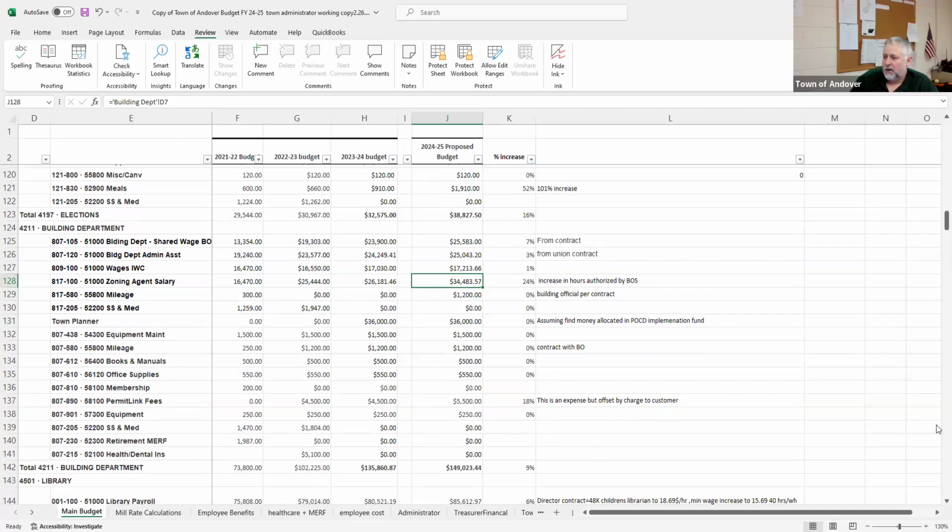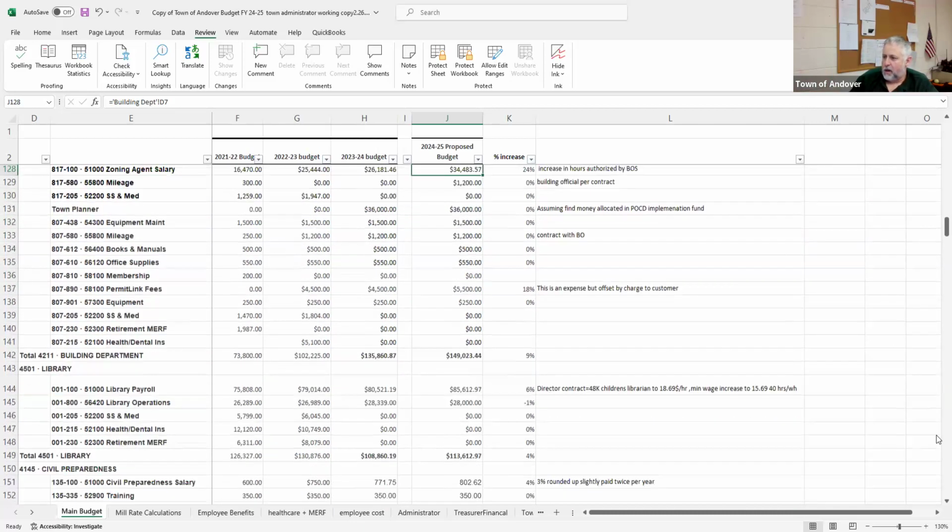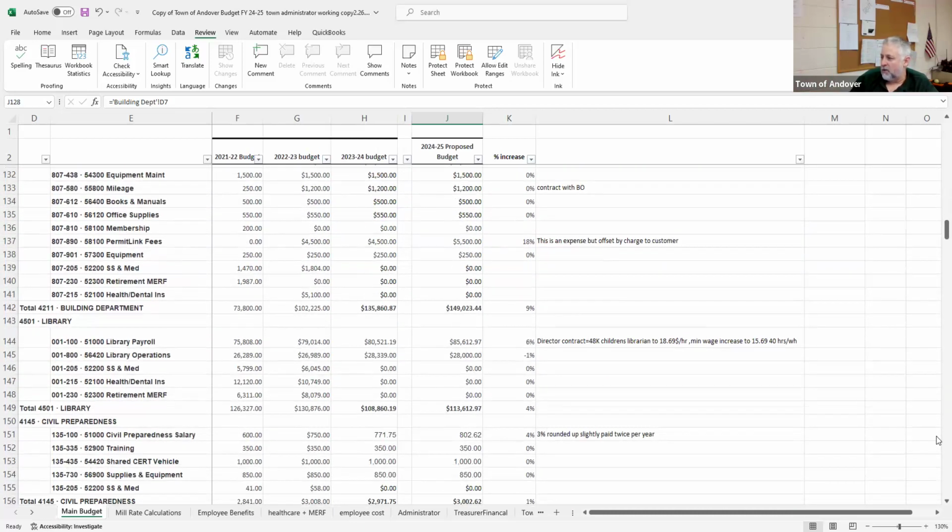Permit fees are up, but that's directly correlated to how much permit fees we charge. So even though that's an 18% increase, it's not actually money coming from taxpayers through taxation. Library payroll is up. That was the jump to some extent in the children's librarian, plus the contract for Amy Orlomowski, the director of the library. That's why that's a bump.